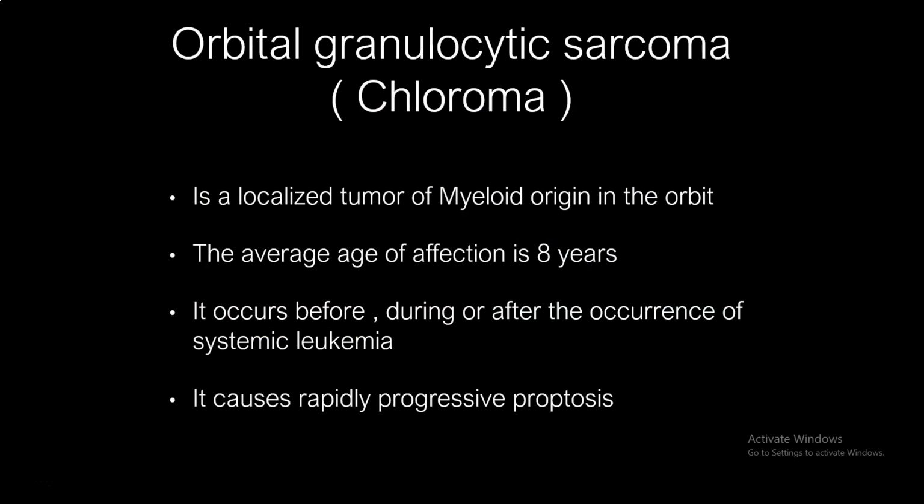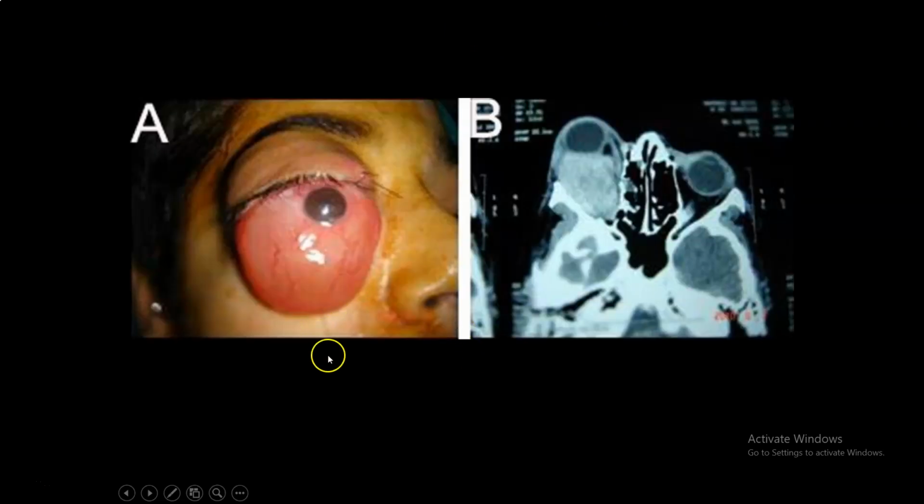So, also, it is a malignant tumor. It is what we call the leukemic deposit. Actually, it can occur before, during, or after the occurrence of systemic leukemia. So the patient can get this leukemic deposit in the orbit with no systemic signs of leukemia before it arises, or during treatment, or after the occurrence of systemic leukemia. It causes this localized form of leukemia inside the orbit, granulocytic sarcoma or chloroma, and causes rapidly progressive proptosis.